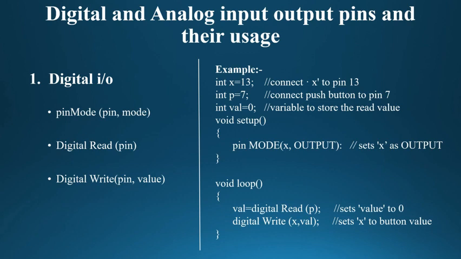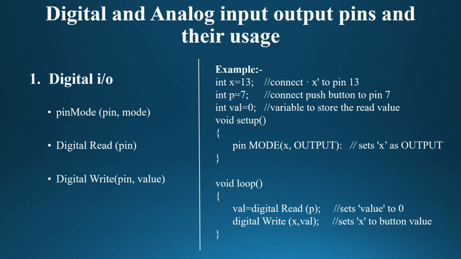So the next one is digitalWrite. It has two parameters. First one is the pin and then the value. What digitalWrite does is write the value to a certain pin which is defined before. So digitalRead and digitalWrite will work on the serial monitor, which is available by default in the IDE, which is the Arduino IDE.